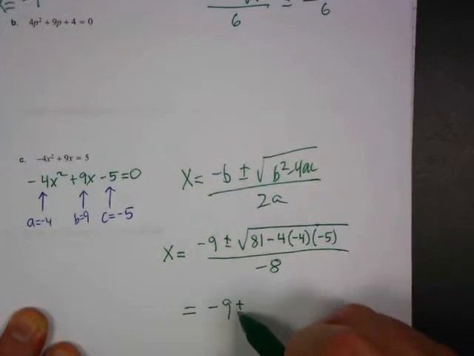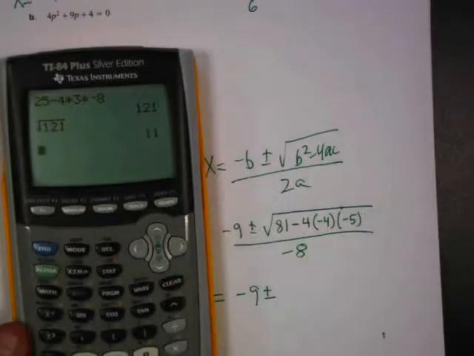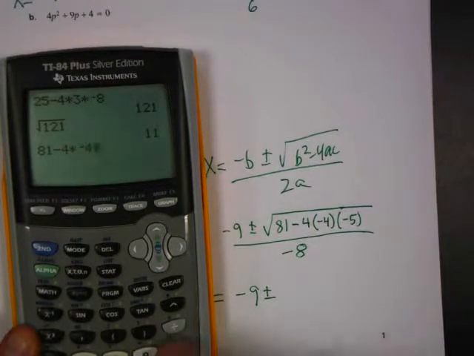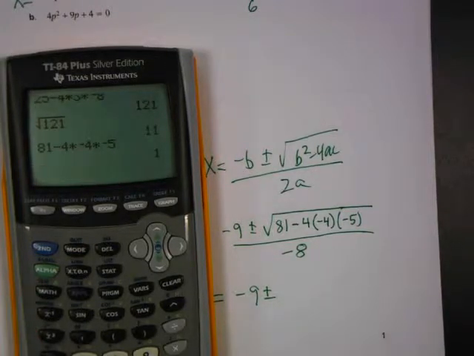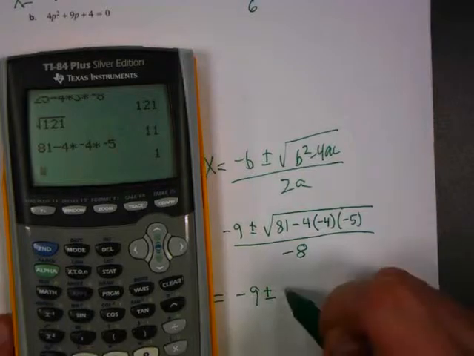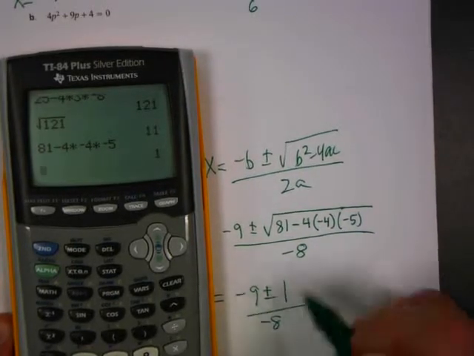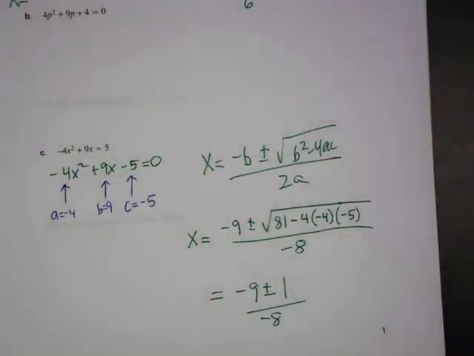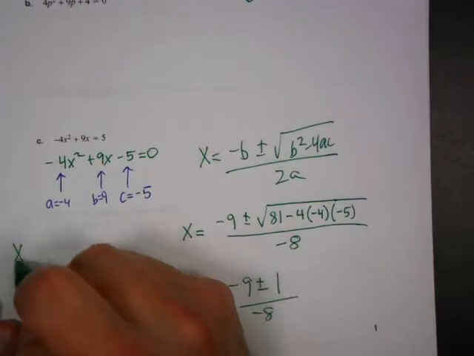-9 plus or minus, calculator time, 81 minus 4 times -4 times -5. 1. Is the square root of 1 a nice number? Yeah, the square root of 1 is 1. 1 all over -8. All right. So, final answers.